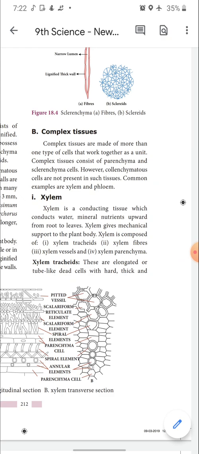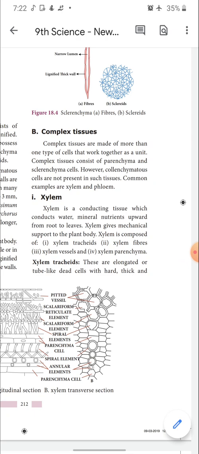And in the last session, I completed the classification of tissues in plants. In that, I discussed simple tissues like parenchyma, collenchyma, sclerenchyma, and I also mentioned the complex tissues such as xylem and phloem. So, we'll enter into the complex tissues in today's session.